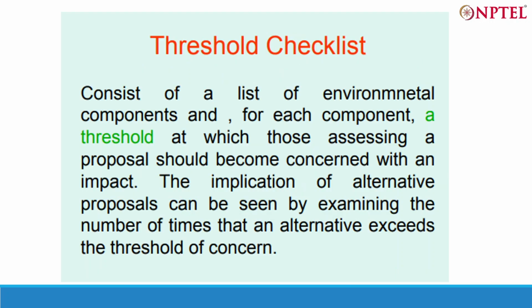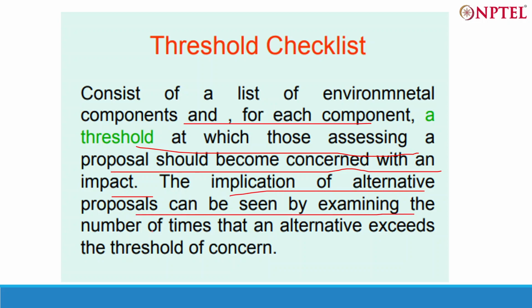Another one is the threshold checklist. Here you put a threshold, and whatever crosses that threshold, you evaluate. It is not like you use your own judgment on the criteria. This can be very difficult sometimes, as everything has to be evaluated, even if it's not causing much impact. It consists of a list of environmental components, and for each component a threshold at which the person assessing a proposal should become concerned with an impact. The implication of alternative proposals can be seen by examining the number of times that an alternative exceeds the threshold of concern.